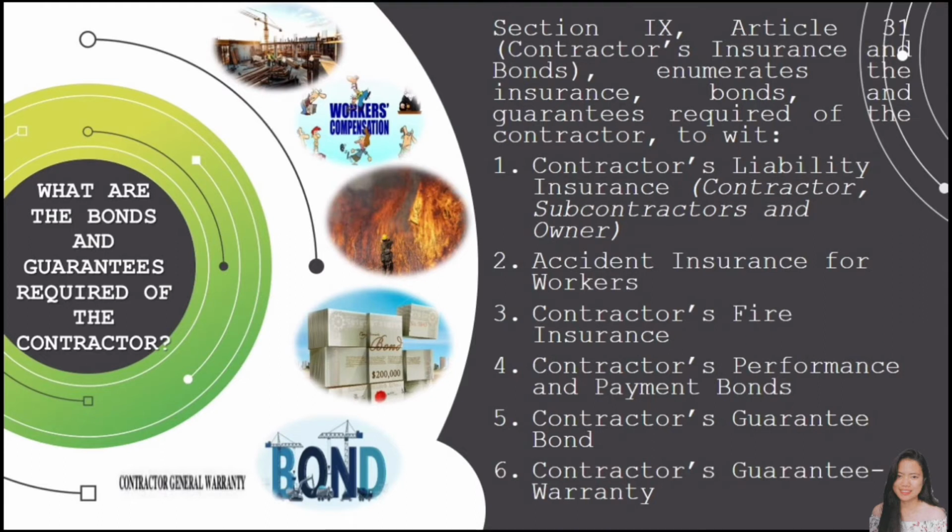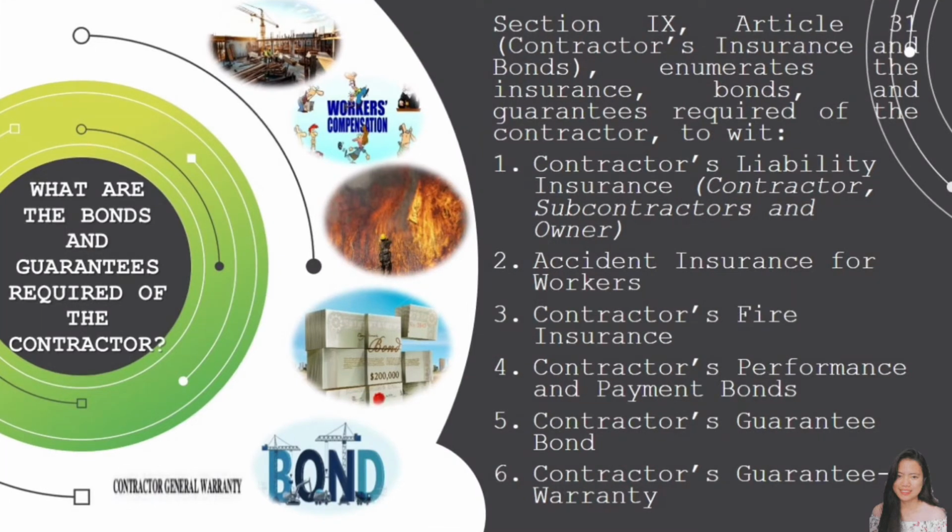Section 9, Article 31 of the CIAP Document 102, or the Contractor's Insurance and Bonds, enumerates the insurance, bonds, and guarantees required of the contractor. This includes number 1, contractor's liability insurance. This is for the contractor, subcontractors, and owner. 2, accident insurance for workers. 3, contractor's fire insurance. 4, contractor's performance and payment bonds. 5, contractor's guarantee bond. And lastly, contractor's guarantee warranty.